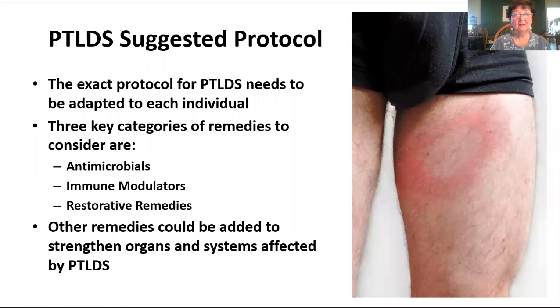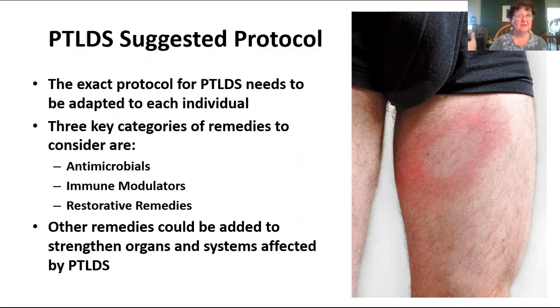So on the PTLDS suggested protocol, the exact protocol needs to be adapted to each individual. We are all unique and one size does not fit all. But the categories are: we want to work on the antimicrobials, and immune modulators, not immune boosters like echinacea, because that can exacerbate the symptoms. We want restorative remedies, things that will help build the body.